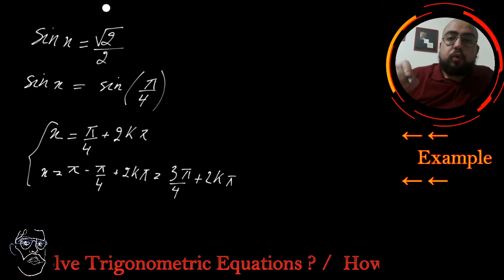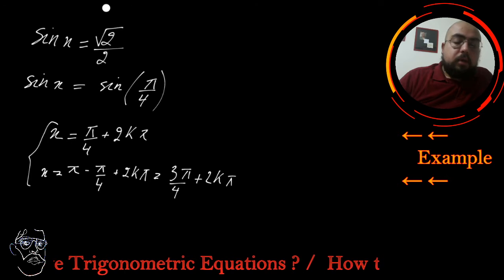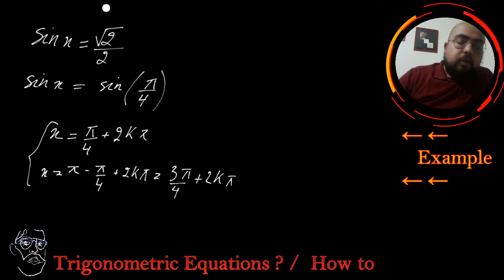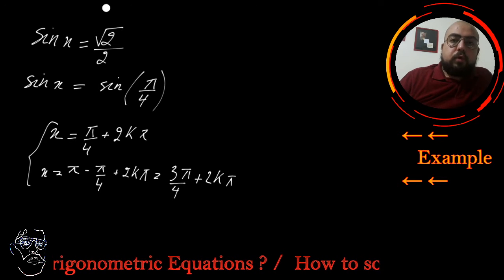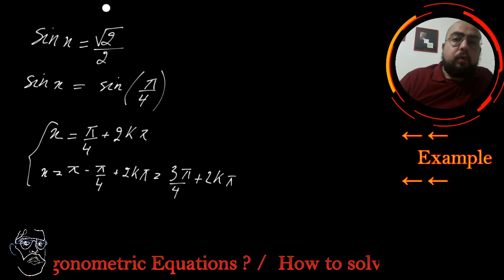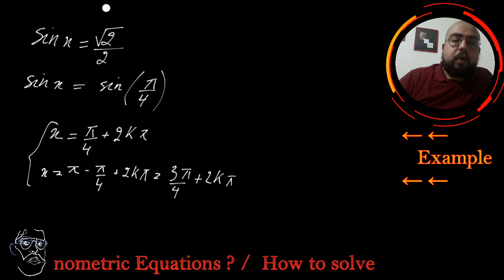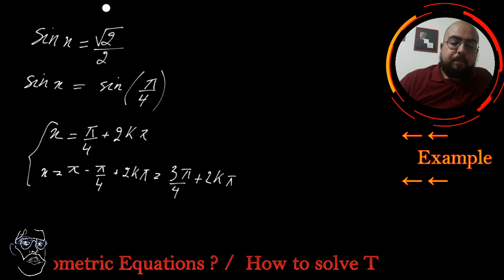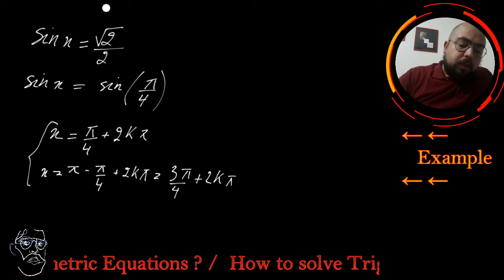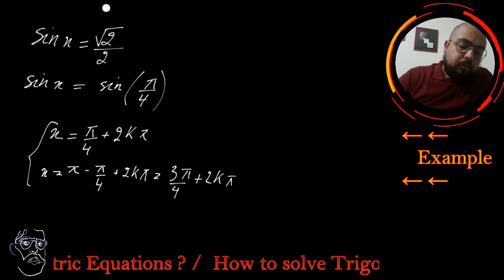Sine x is equal to square root of 2 over 2. You can use your calculator. Try sine of pi over 4, it will give you square root of 2 over 2, or sine of 3 pi over 4, again it will give you the same value, square root of 2 over 2. Now I'm going to take another example.